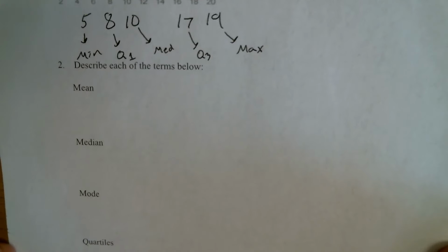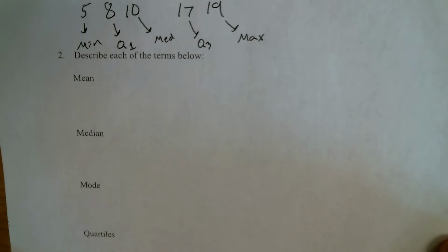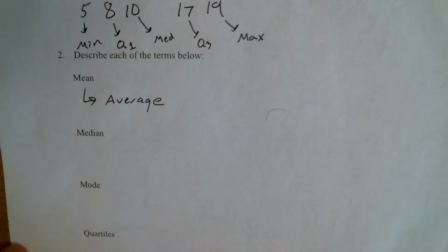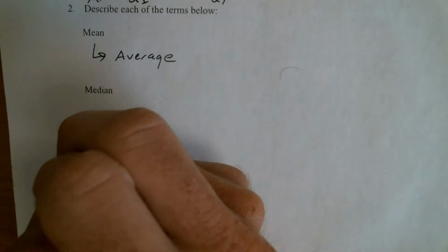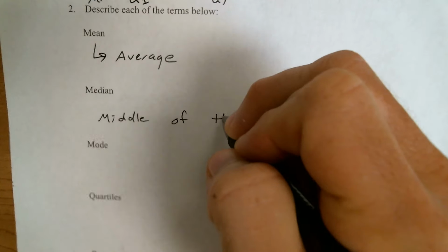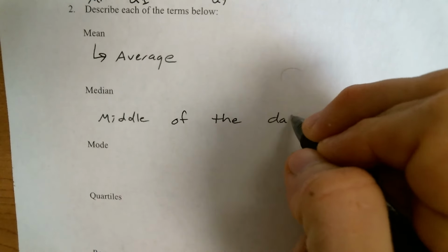All right, describe each of the terms below. So again, some of these might be familiar, some of them might not. That's fine. Mean is one that usually people are pretty good with. It's basically just the average. So your mean value is another way of saying pretty much calculate the average. We have the median value, which is usually just the middle of the data set.